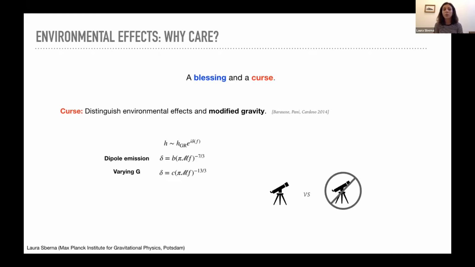Of course, we might hope to distinguish modifications of gravity from environmental effects in a number of ways, perhaps by detecting an environmental counterpart, identifying the host environment in the electromagnetic spectrum, or perhaps looking at the population properties.